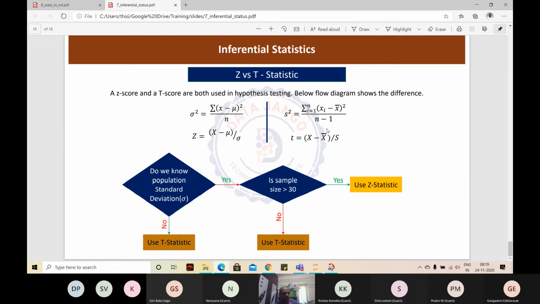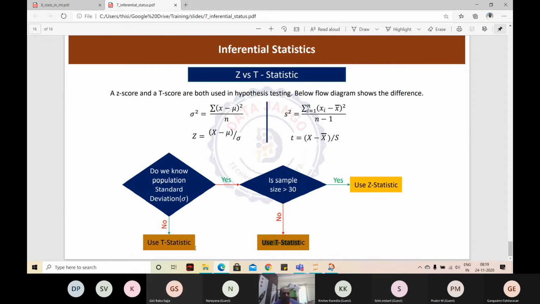Only the n minus 1 is different. Even if you don't take n minus 1 is also fine. Statistics is all about approximation, right? So take the same formula. They named it differently because of just this n minus 1, to confuse you all. Z score or t score are same, okay? As a layman, you can take them as same, okay?